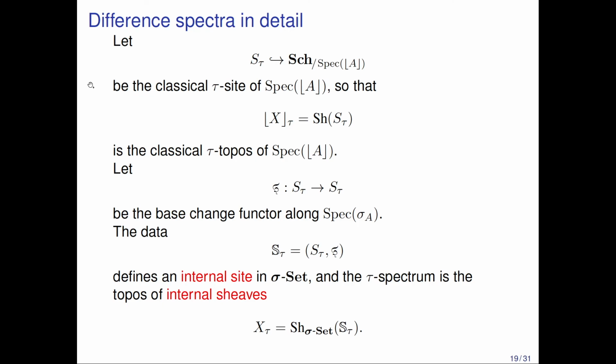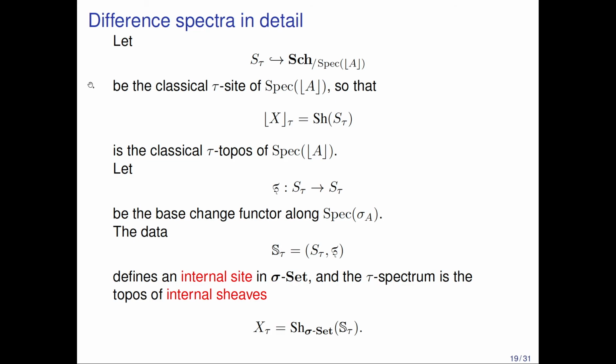Okay, now, however, if A is a difference ring, then this site admits the base change functor along sigma A. So that gives you kind of an endofunctor on this category ST. And you see, the pair of a category with an endofunctor is an internal category in the topos of difference sets. So it's kind of like a category object inside that new universe. And okay, you can also define a topology on it to make it into an internal site. And then the tau spectrum is the topos of internal sheaves, denoted this way.